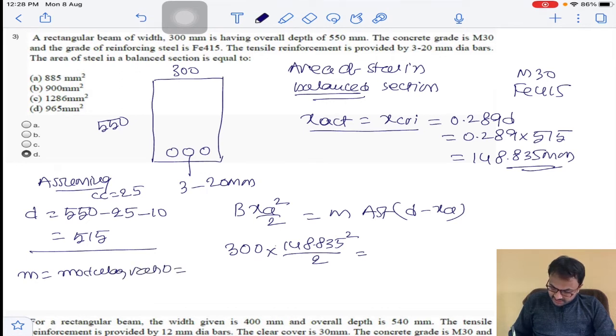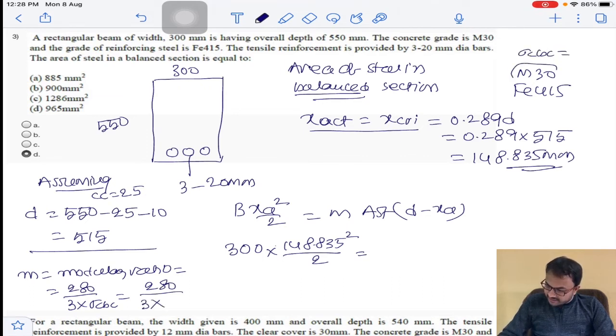Its formula is 280 divided by 3 sigma cbc. For M30 grade concrete, that is 10. Sigma cbc value is generally 1/3 of the grade of concrete. So you will get m is equal to 9.33.